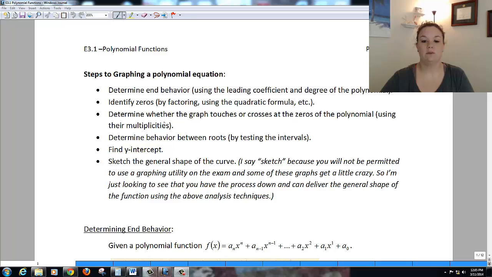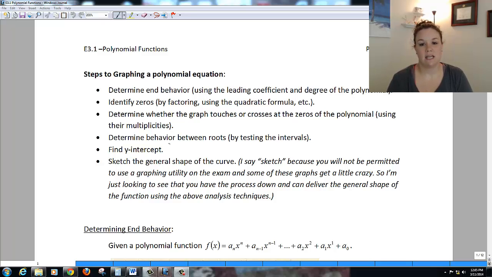Okay, then we determine whether or not the graph touches or crosses at each of those x-intercepts, and then we determine what's happening between those points. If the graph is above the x-axis, if the graph is below the x-axis, we find our y-intercept, and then we sketch the general shape.